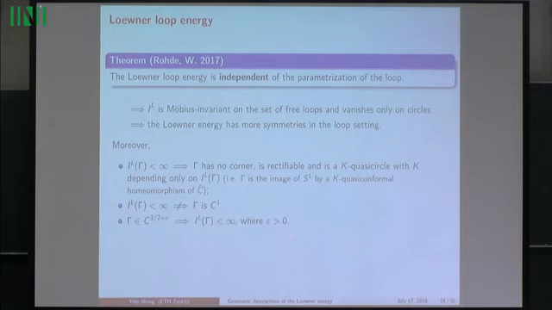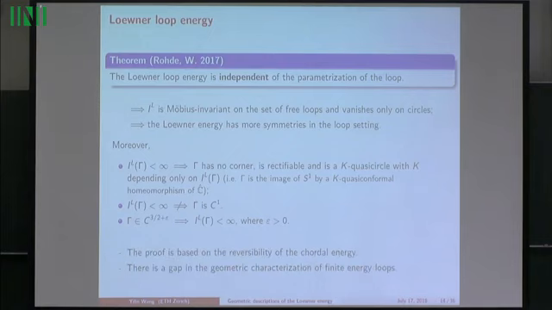But we also find examples of curves that are not C1. People might guess it's almost C1, since it has no corner and is rectifiable, therefore differentiable almost everywhere. But actually there are examples of gamma that are not C1 but have finite energy. And in the other direction, if gamma is smooth enough, C 3/2 plus epsilon, a little bit better than 3/2, then the energy is finite.